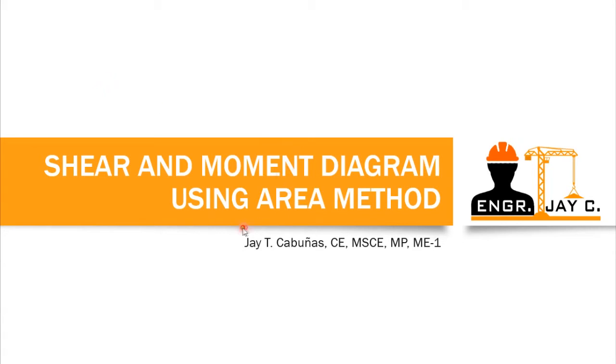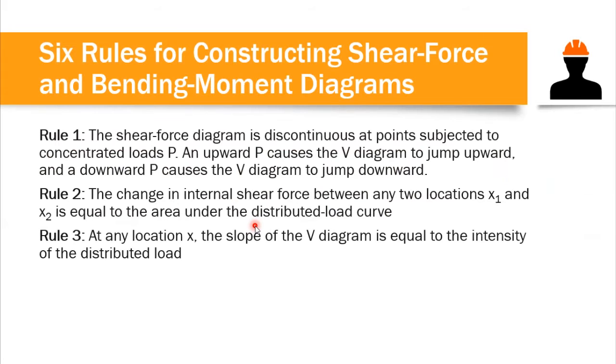We just need to follow the procedure for the area method, but we need to familiarize ourselves with these 6 rules in constructing shear force and bending moment diagram. Rule number 1: if we have P, our concentrated load, acting downward, our shear diagram should also jump downward. If P is acting upward, then our V diagram jumps upward as well, since P causes discontinuity in our beam.